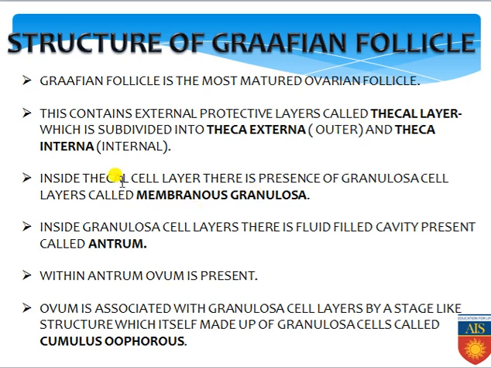Next, inside the thecal cell layer there is another cell layer present, and multiple layers of cells are commonly found there. That is called membranous granulosa, or commonly known as the granulosa cell layer, and it is attached with the membrane of the Graafian follicle. That's why it is known as membranous granulosa.